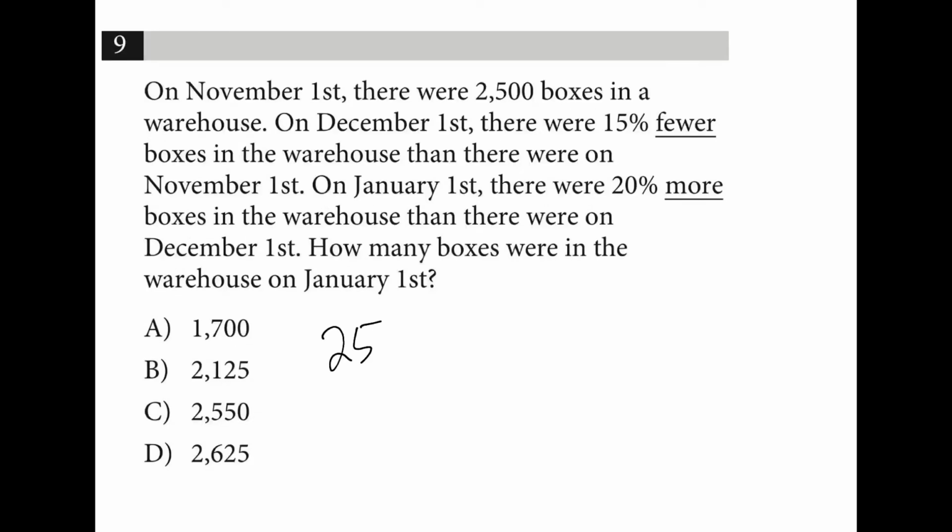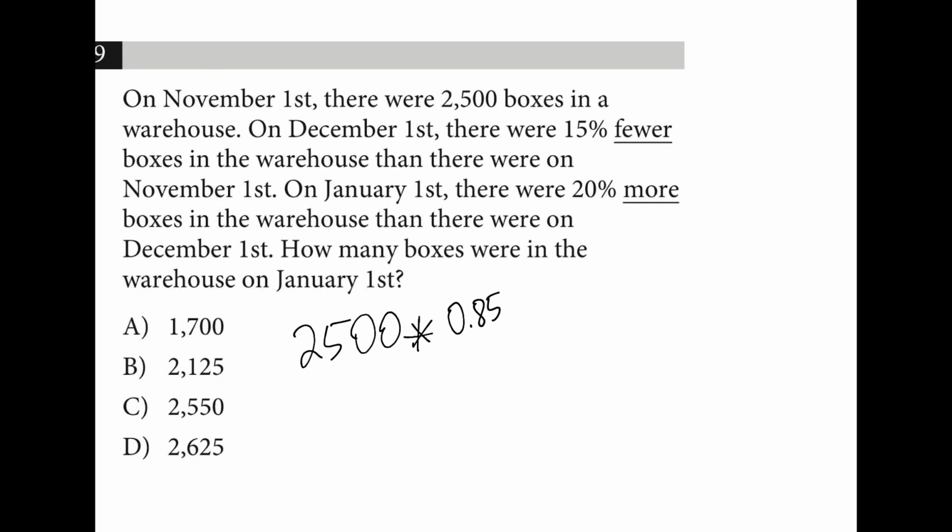We start with 2,500. We lose 15%. So I'm going to multiply by 0.85. Since we're 15% fewer, that's 100 minus 15. And we're going to get some value. And at that point, we're going to multiply by 1.2 because we have 20% more. Our final answer is 2550.